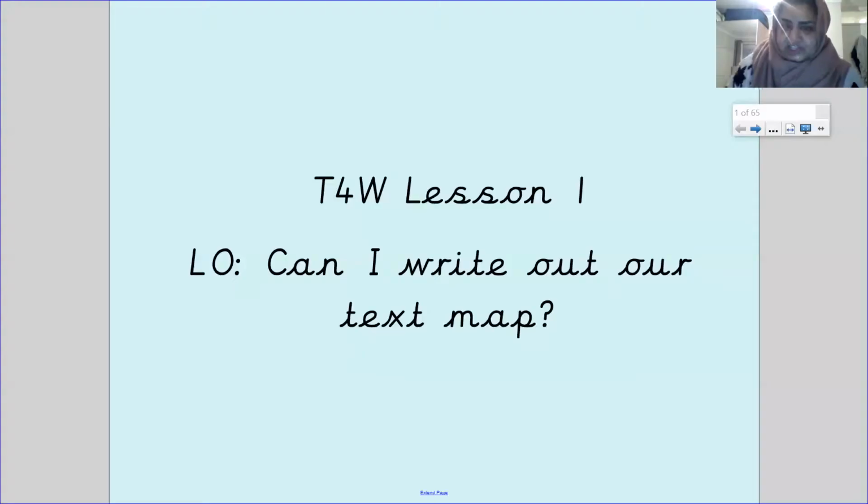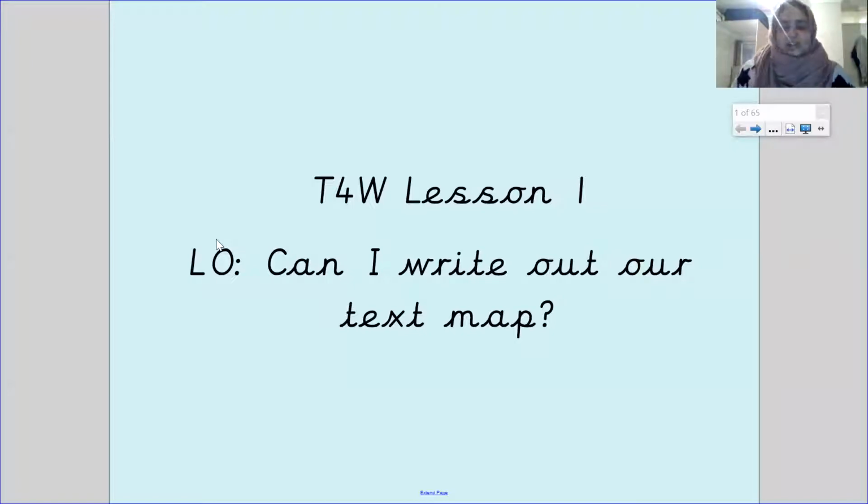So before I start teaching you the lesson, I just want to do a little recap on last week. Last week you were introduced to your new key text map, which was about an electric hairbrush, which was invented by a person called Dr. George Scott. Okay, and you were introduced to the fact that you will be looking at the Victorian invention this term, which is your wider curriculum topic overall.